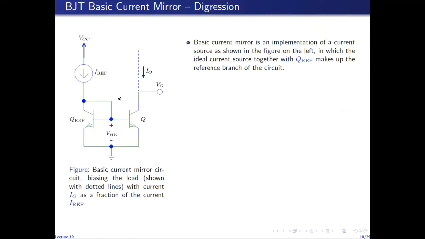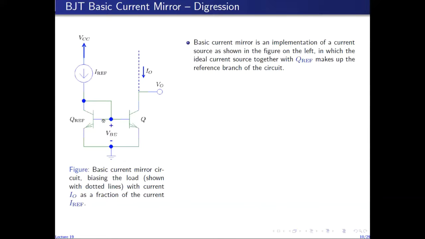So this is the reference branch of the current mirror, in which QREF is connected such that its collector and base are shorted to each other. So QREF behaves as a diode connected transistor, and it will always be in active mode because its VCB is 0. Remember, the collector base junction for a transistor to be operating in active mode must be reverse biased. So VCB equal to 0 means that it is essentially reverse biased.